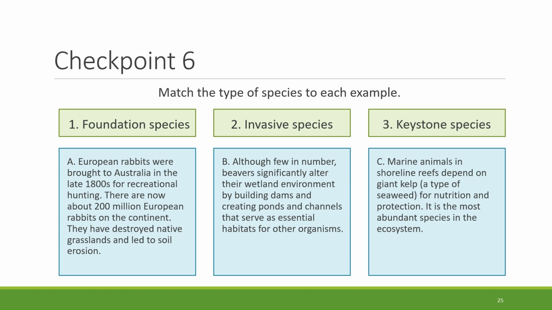And then for checkpoint 6, we have 3 examples described in the blue boxes at the bottom, one on European rabbits, one on beavers, and one on giant kelp. So the objective here is to match the type of species in the blue box to one of the 3 green boxes above, where we have foundation species, invasive species, and keystone species.